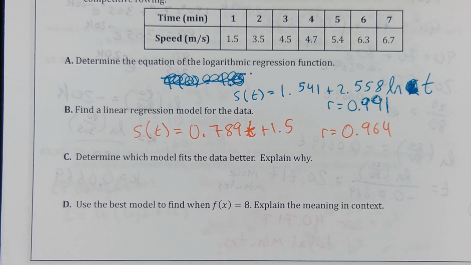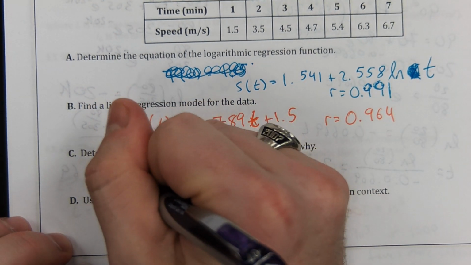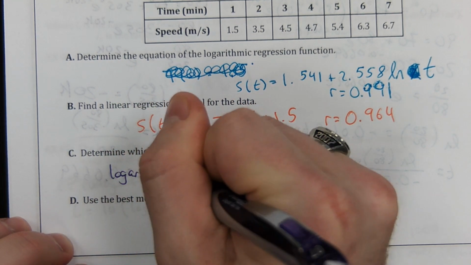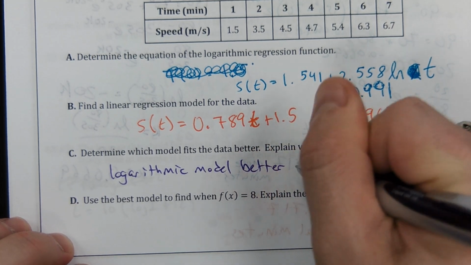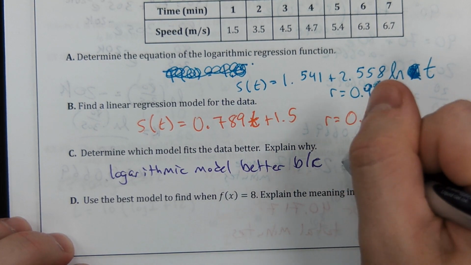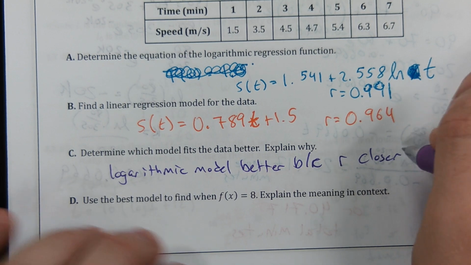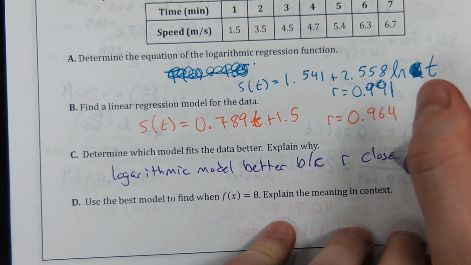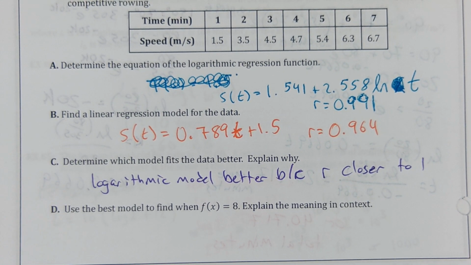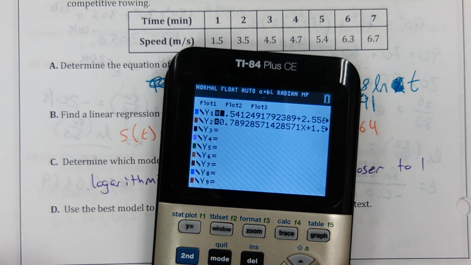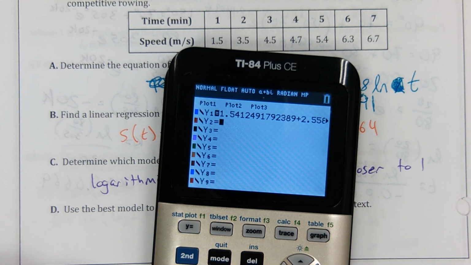But which one's better? The logarithmic is better, and why do we know that one? Because its r value is closer to 1. Yep. So because r is closer to 1, the logarithmic one is better, which means when I go into my y equals menu, I'm just going to clear out the second one, which was linear, because I don't need it.